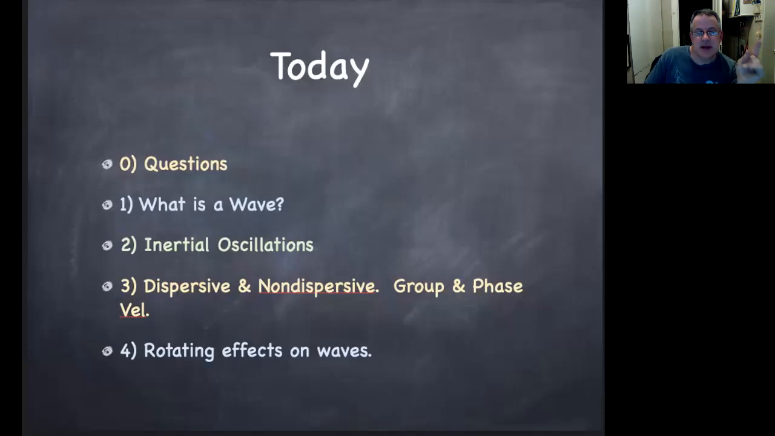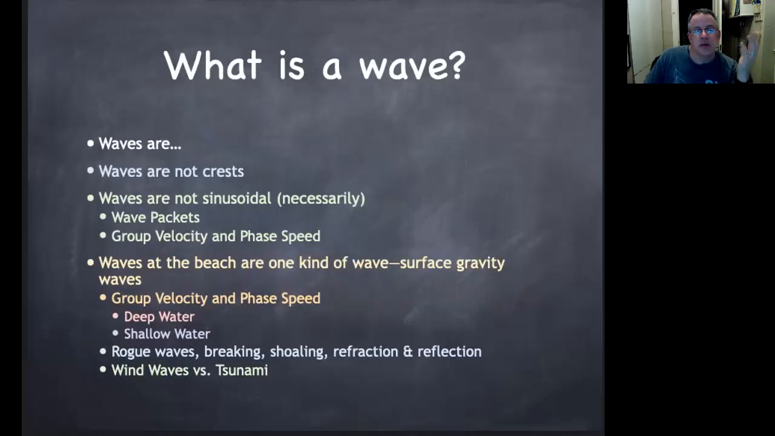First question, revisiting inertial oscillations, seeing if that satisfies the definition of a wave. Then we're going to get this key concept of dispersive and non-dispersive waves, which is closely related to the concepts of group and phase velocity, or group velocity and phase speed. And then we're going to touch on the end on some of the rotation effects on waves, which is going to be the topic as we think about large-scale waves that are strongly affected by the rotation of the Earth. So what is a wave?